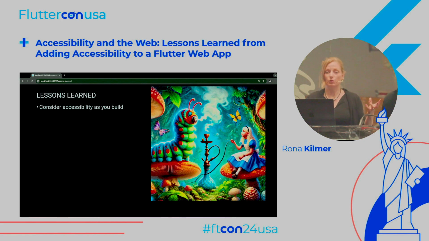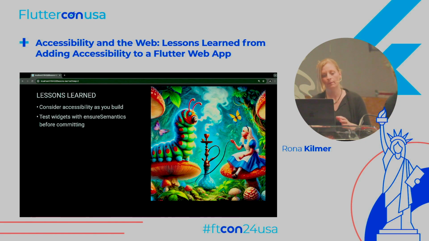Consider accessibility as you build. A lot of these things were discovered after we'd already built the application. We'd already made decisions on what widgets to use, like that drop-down menu. And then I had to go back and figure out how to use the drop-down button. So if you're looking at these things and testing these things as you go, you can avoid some of the pain points. Test widgets with ensure semantics on before committing.